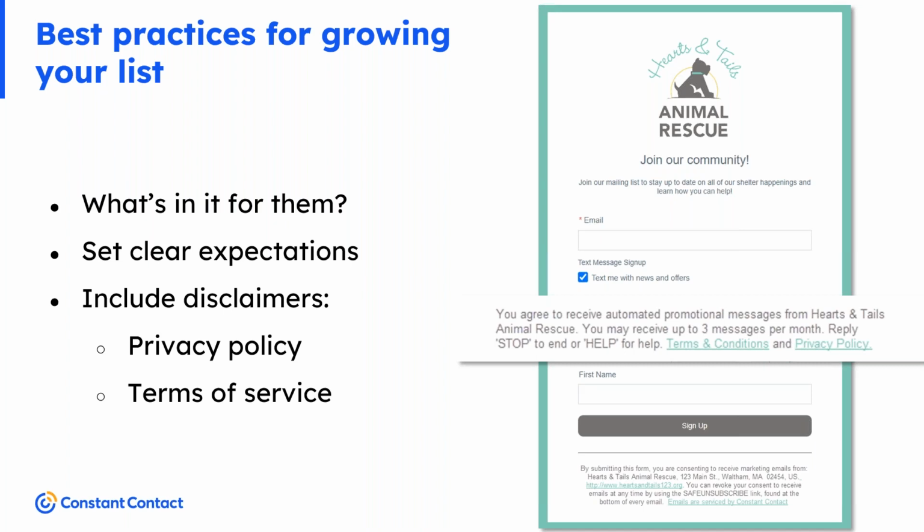So all of these requirements can be accomplished with the Constant Contact lead generation landing page. This is a standalone web page you can create to collect signups for both email and SMS texting. The required disclaimers and links to the terms of service and privacy policy are automatically included. So you're covered and completely compliant there.